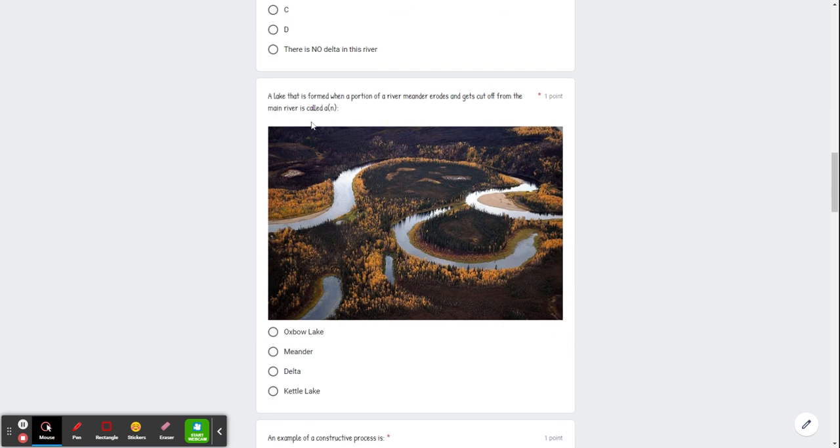Number 5, a lake that is formed when a portion of a river meander erodes and gets cut off from the main river is called a or an. So here we have our river, and here we have our lake that is no longer attached. Is that an oxbow lake, a meander, a delta, or a kettle lake?